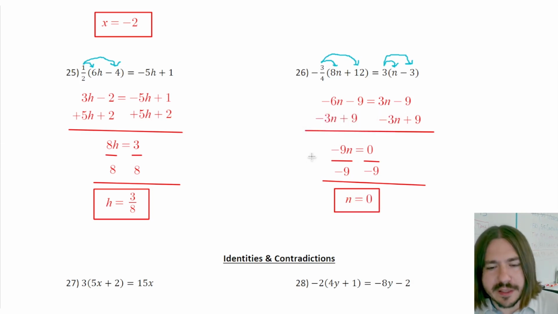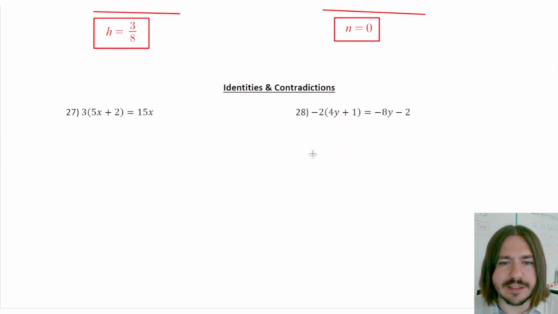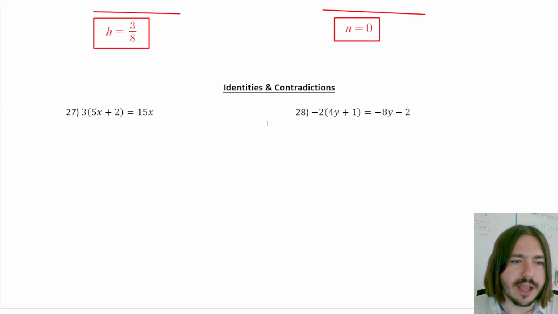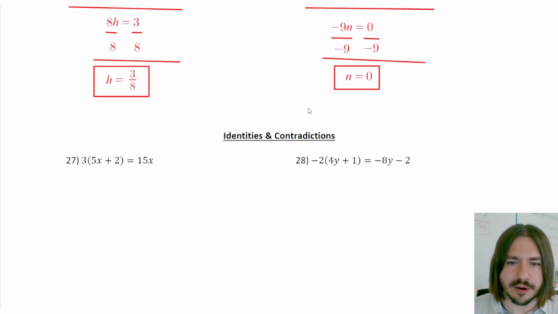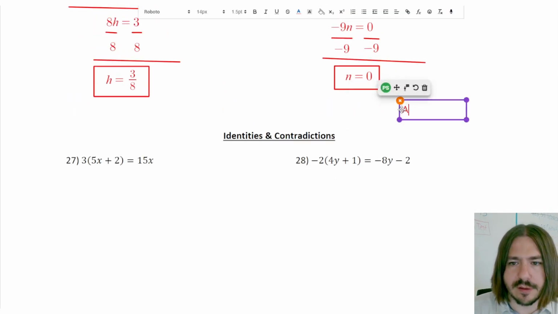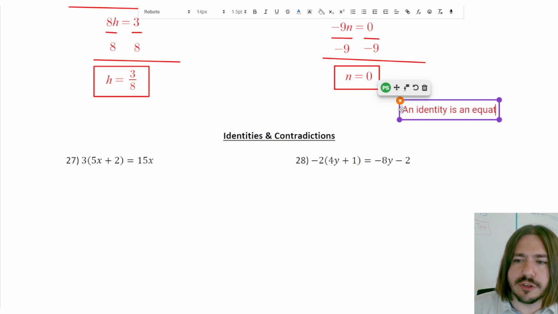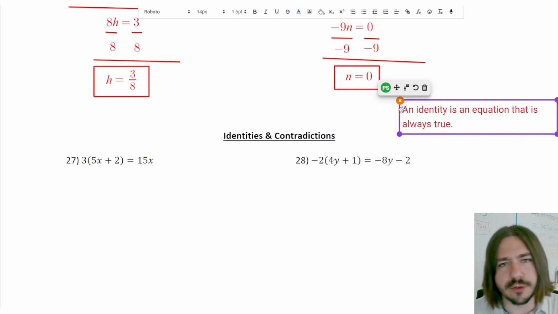Okay, so the last thing that we need to talk about are these identities and contradictions. So an identity is any equation that's always true. So maybe I'll make a little note out here. An identity is an equation that is always true. In other words, it doesn't matter what you plug into the variable, you'll always get a true statement.